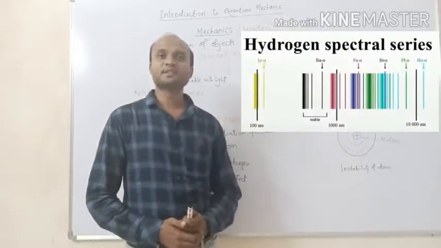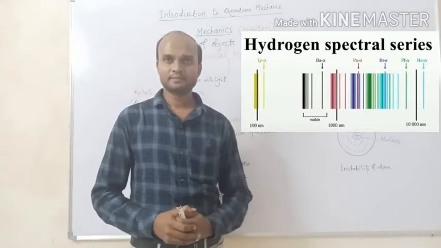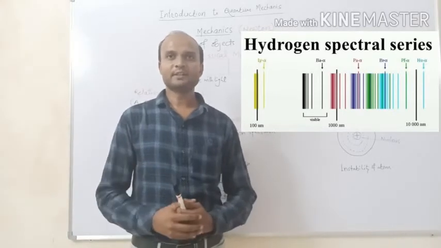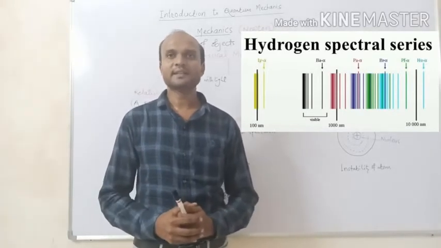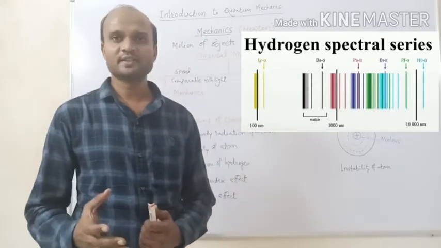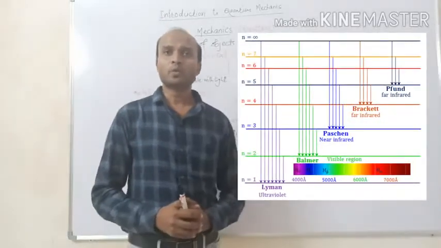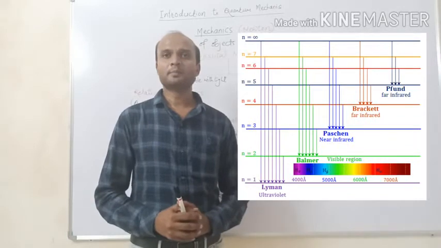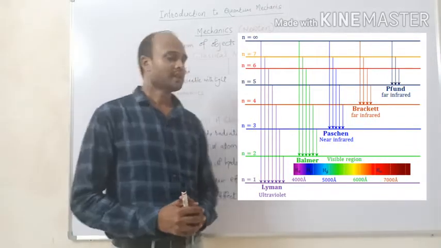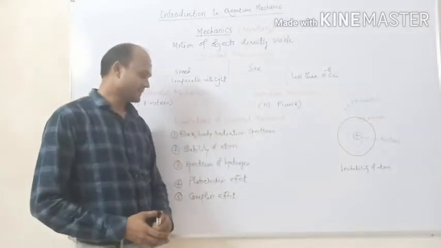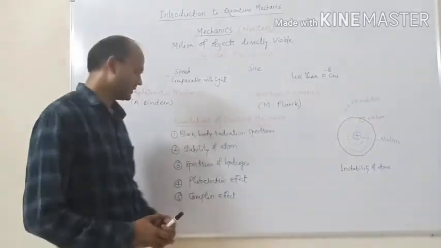Hydrogen atom emits different spectral lines that we have already studied up to class 12, that is Lyman series, Balmer series, Paschen series and so on. So origin of this spectrum of a hydrogen atom cannot be explained by the classical mechanics or classical physics.